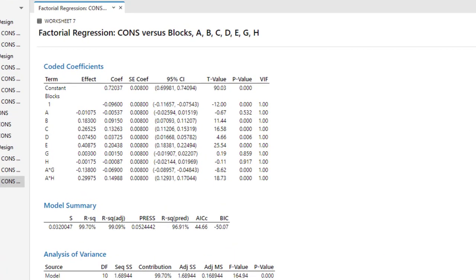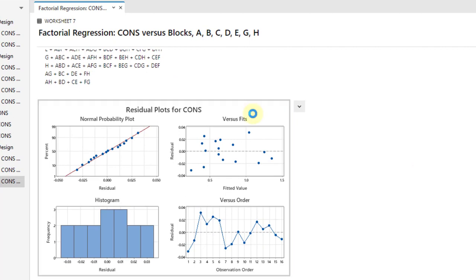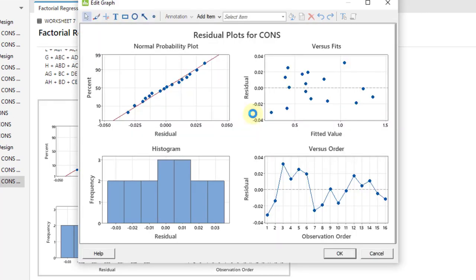First of all, come down and look for the residual plots, because these are the assumptions of the ANOVA. Before going towards the result interpretation, you have to first check whether assumptions are met or not. So this first and third plot is telling us that the data is following normal distribution. There are no significant outliers in the data, hence the normality assumption has been satisfied.